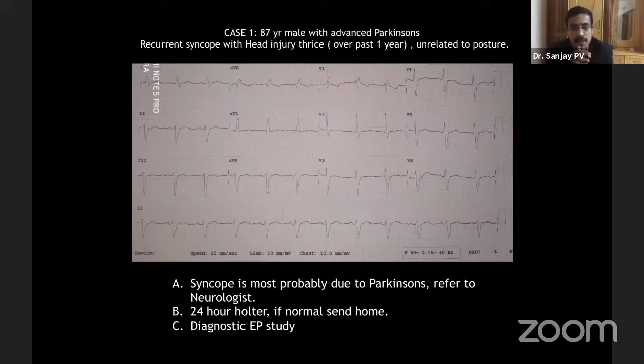And this is my question. The syncope is most probably due to Parkinson's, so refer him to a neurologist for better care. Would you do a 24-hour Holter? If the Holter is normal, send him home. Or would you do a diagnostic EP study? I think from what Javed boss has told all of us, we should use that information to arrive at the answer. Just to highlight again, he has had 3 episodes over the last 1 year. They're not very frequent episodes. So I think we've started the poll.